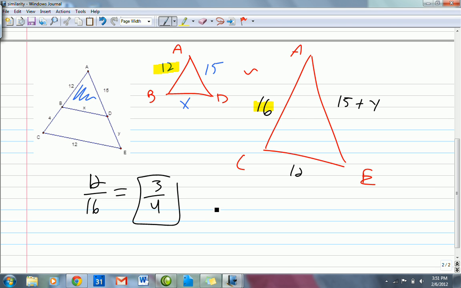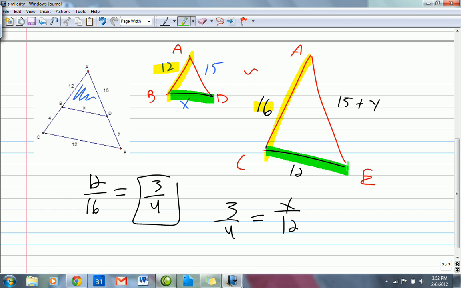Big to small. If I'm trying to solve for x, the ratio of 3 to 4 has got to be the same as x to 12. Those are corresponding side lengths. So 3 to 4, 12 to 16. So AB to AC has to be equal to, because these triangles are similar, BD over CE. 3 to 4, 12 to 16 in yellow, equals x over 12 in green. And that's going to allow me to solve for x.